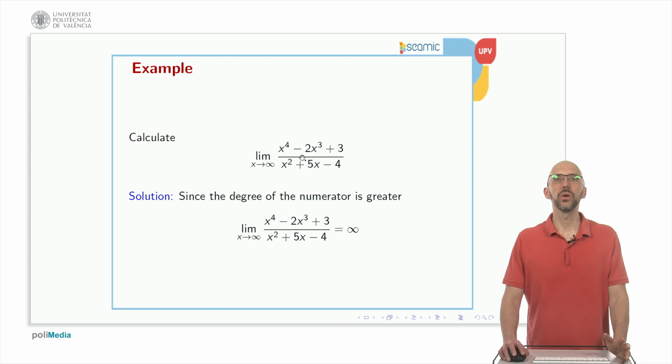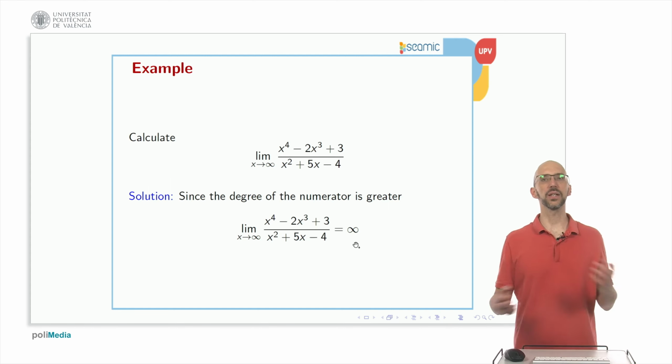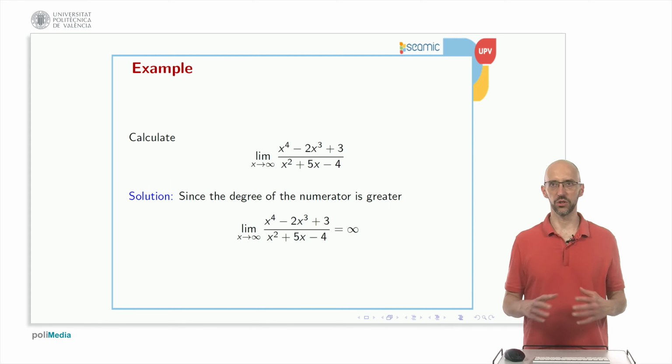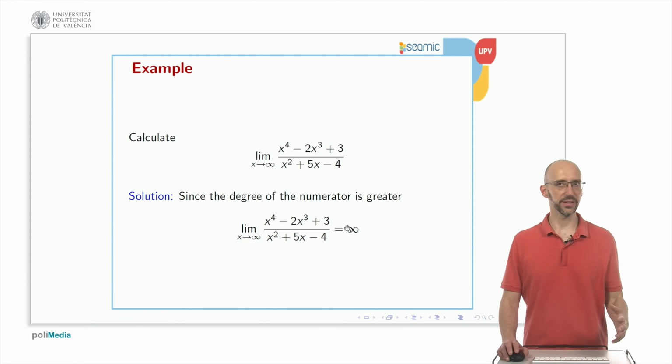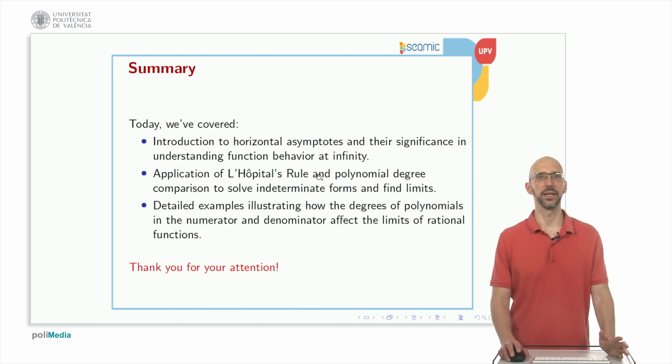Finally, what happens with a limit when x approaches infinity of a quotient in which the degree of the numerator is 4 and the degree of the denominator is 2? The one on top wins, then the limit is infinity. Okay, so as you can see, you don't need to make any calculations. You only need to remember the rule, and then you can solve easily any limit of this type.